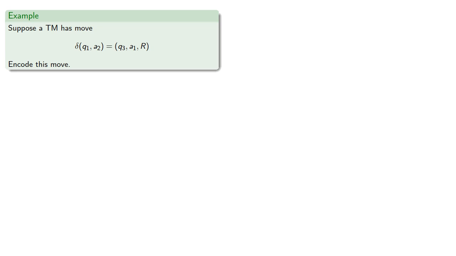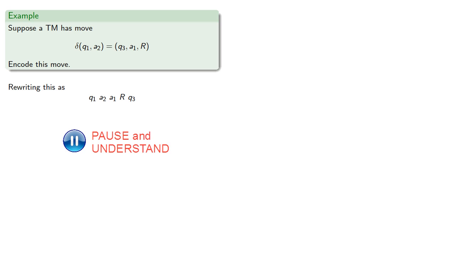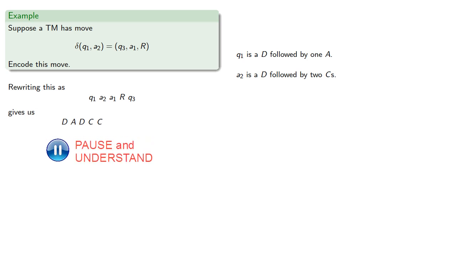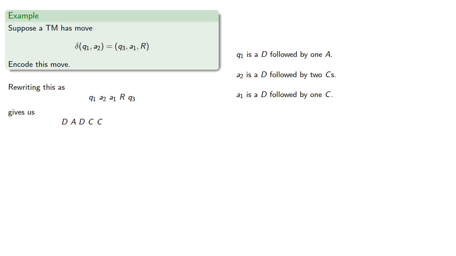For example, suppose a Turing machine has a move like this. We can rewrite this. Our initial state is Q1, and the symbol we read is A2. We print the symbol A1, we move right, and change state to Q3. And so Q1 is going to be a D followed by 1 A. A2 is going to be a D followed by 2 C's. A1 is a D followed by 1 C. R stays R. Then Q3 is a D followed by 3 A's.